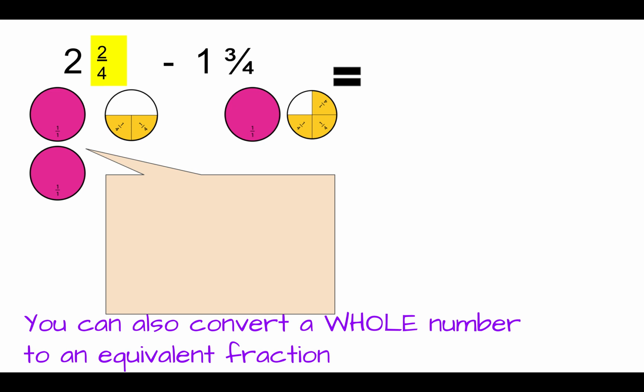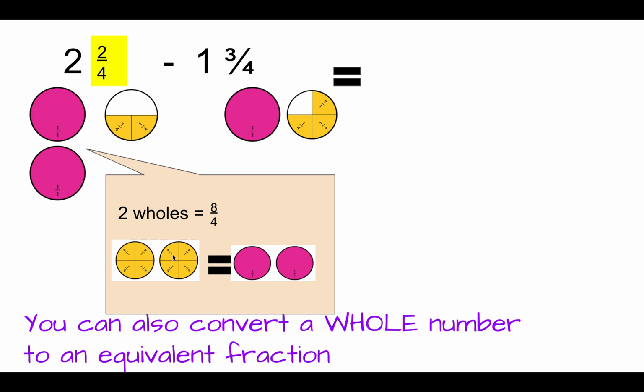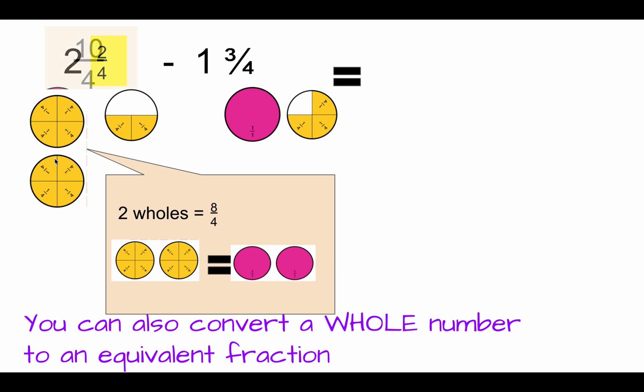So here's what we're going to do. We're going to turn our 2 wholes into fourths. So I see here I have 2 wholes. That's the same as 8/4. 1, 2, 3, 4, 5, 6, 7, 8/4. So now I've turned everything over here into fourths. I have 10/4. Now I can easily subtract my fourths.